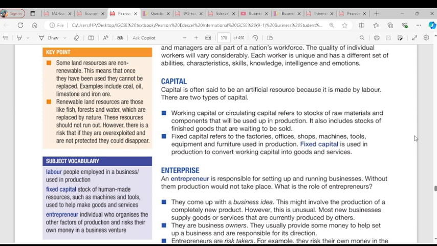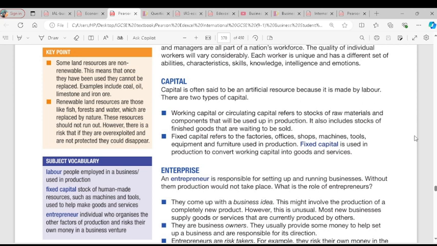There are two types of capital. We have the working capital or circulating capital, which refers to stocks of raw materials and components that will be used up in production. These are what we use in the course of operation. That is working capital or circulating capital.